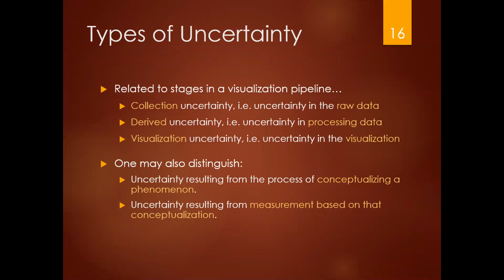And there are different types of uncertainty here. And when we're talking about uncertainty from different stages in a visualization pipeline, there are collection uncertainty, which means the uncertainty in the raw data, right? The raw data collected from the field. Derived uncertainty, it is the uncertainty in processing data. For example, when you have the raw data, usually you need to process it first before visualizing it, right? In this process, you will change the raw data.